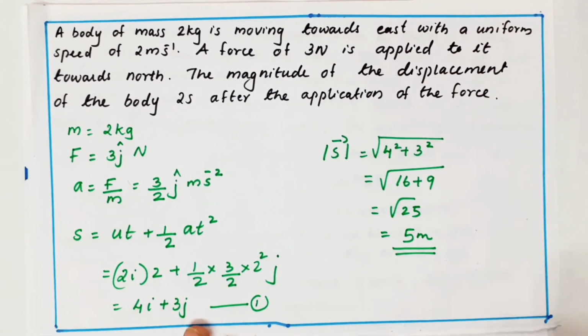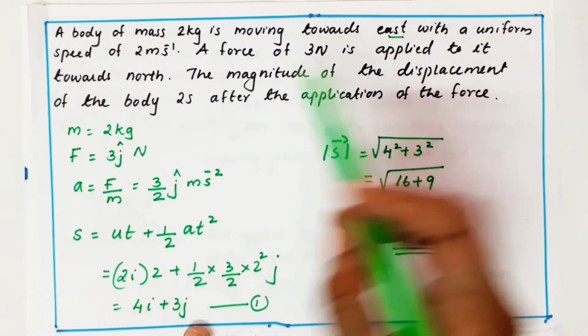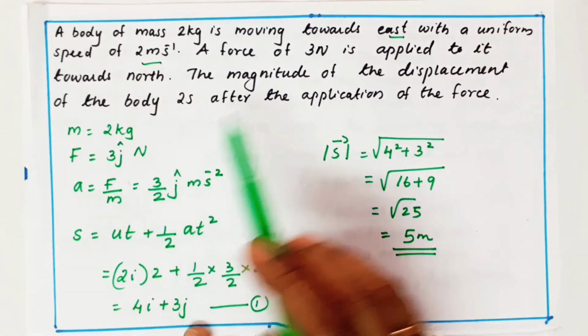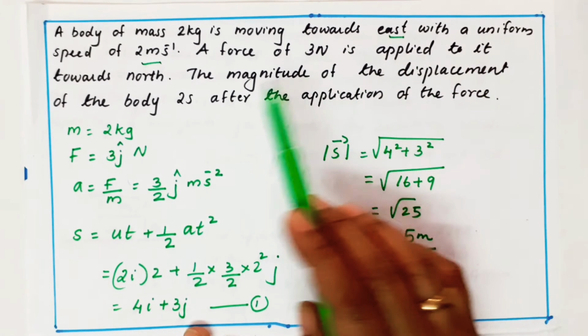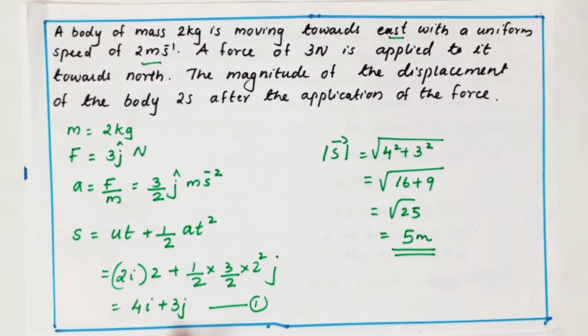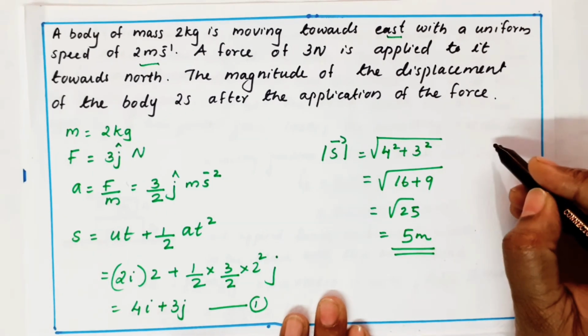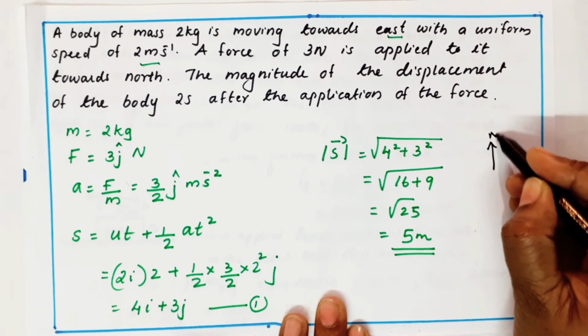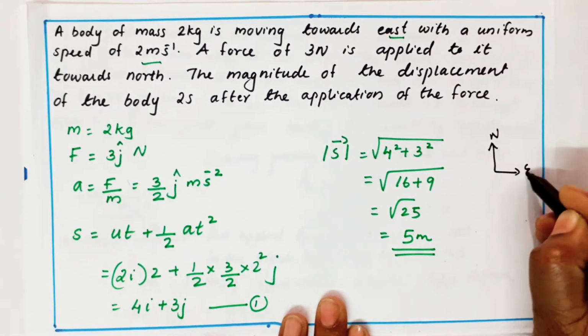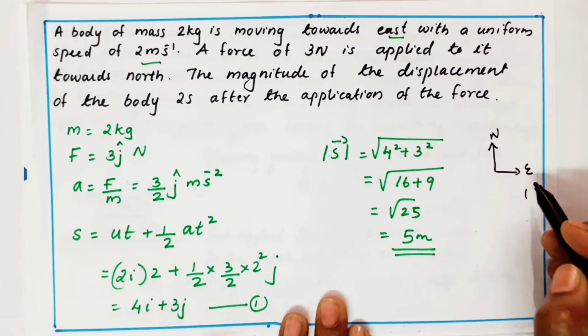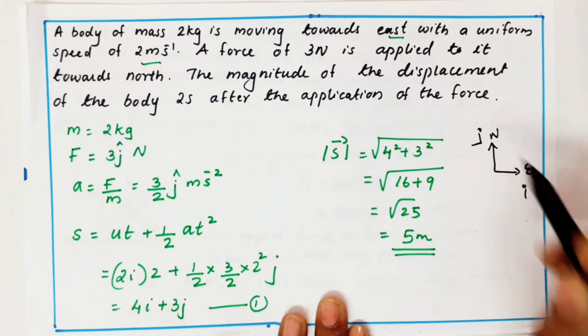This is a very simple question. A block of mass 2 kg is moving towards east with a uniform speed of 2 meter per second. A force of 3 Newton is applied to it towards the north. Find the magnitude of displacement of the body 2 seconds after the application of force. We have the north and we have the east. Remember, east I can mark as i, and north I can mark with the unit vector j.